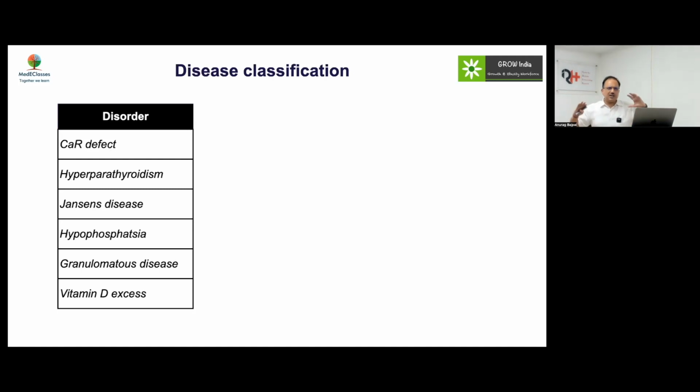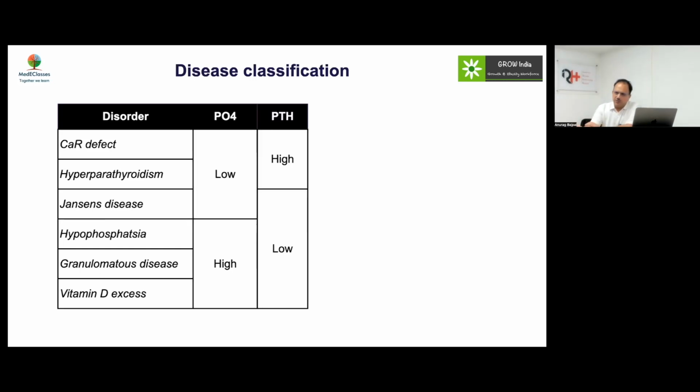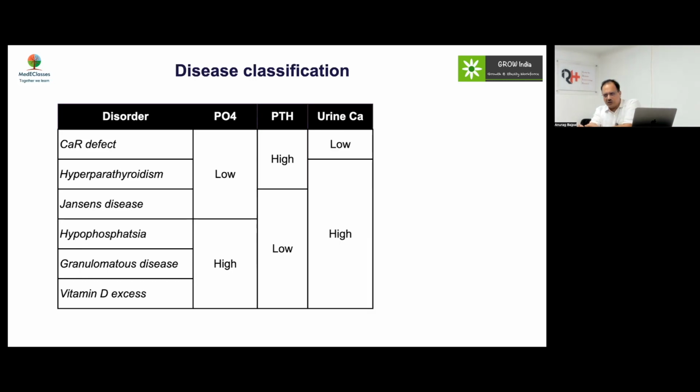Now if you look at the classification, we mainly look at hyperparathyroidism and calcium sensing receptor defect as common causes, as would be the granulomatous diseases and vitamin D excess. As I discussed, if your PTH is high, you're dealing with a vitamin D related cause or a bone resorption related cause. If PTH is low, you're dealing with more of a parathyroid excess in that scenario. And the phosphorus level will give you a clue also in that regard. If your PTH is more than 20, you are dealing with hyperparathyroidism.